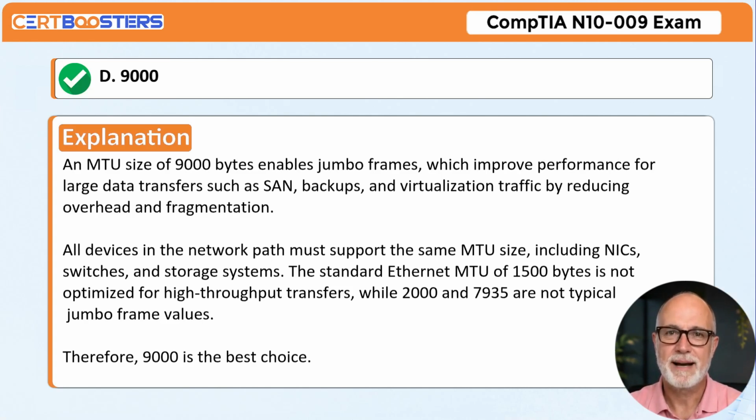9000. Explanation: an MTU size of 9000 bytes enables jumbo frames, which improve performance for large data transfers, such as SAN, backups, and virtualization traffic by reducing overhead and fragmentation. All devices in the network path must support the same MTU size, including NICs, switches, and storage systems. The standard Ethernet MTU of 1500 bytes is not optimized for high-throughput transfers, while 2000 and 7935 are not typical jumbo frame values. Therefore, 9000 is the best choice.